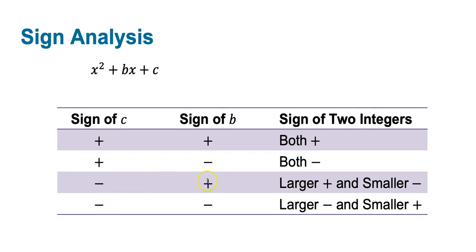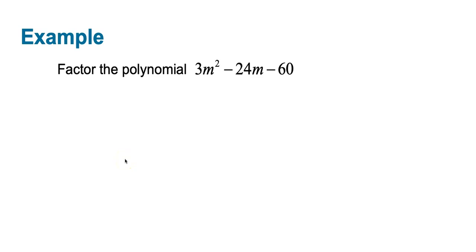If the sign of the middle term is positive, the larger of your two integers will be positive. If the sign of the middle term is negative, the larger of your two integers will be negative. You can use the sign analysis to make your list of possible factors shorter, thus making the factorization easier. Let's do one more example.